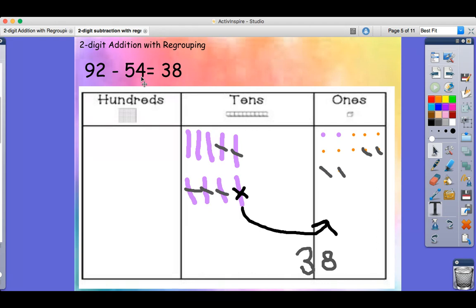I'm going to start with my ones. I need to take away 4 ones. But I only have 2 ones here. I cannot take away 4 ones from 2. So I need to borrow a 10. So I took this 10 here and I broke it up into 10 ones. And then I took away 4, and it left me with 8 ones, which I wrote down here. Then I took away 5 tens. 1, 2, 3, 4, 5. And I saw that I had 3 left, and I got my difference, which was 38.